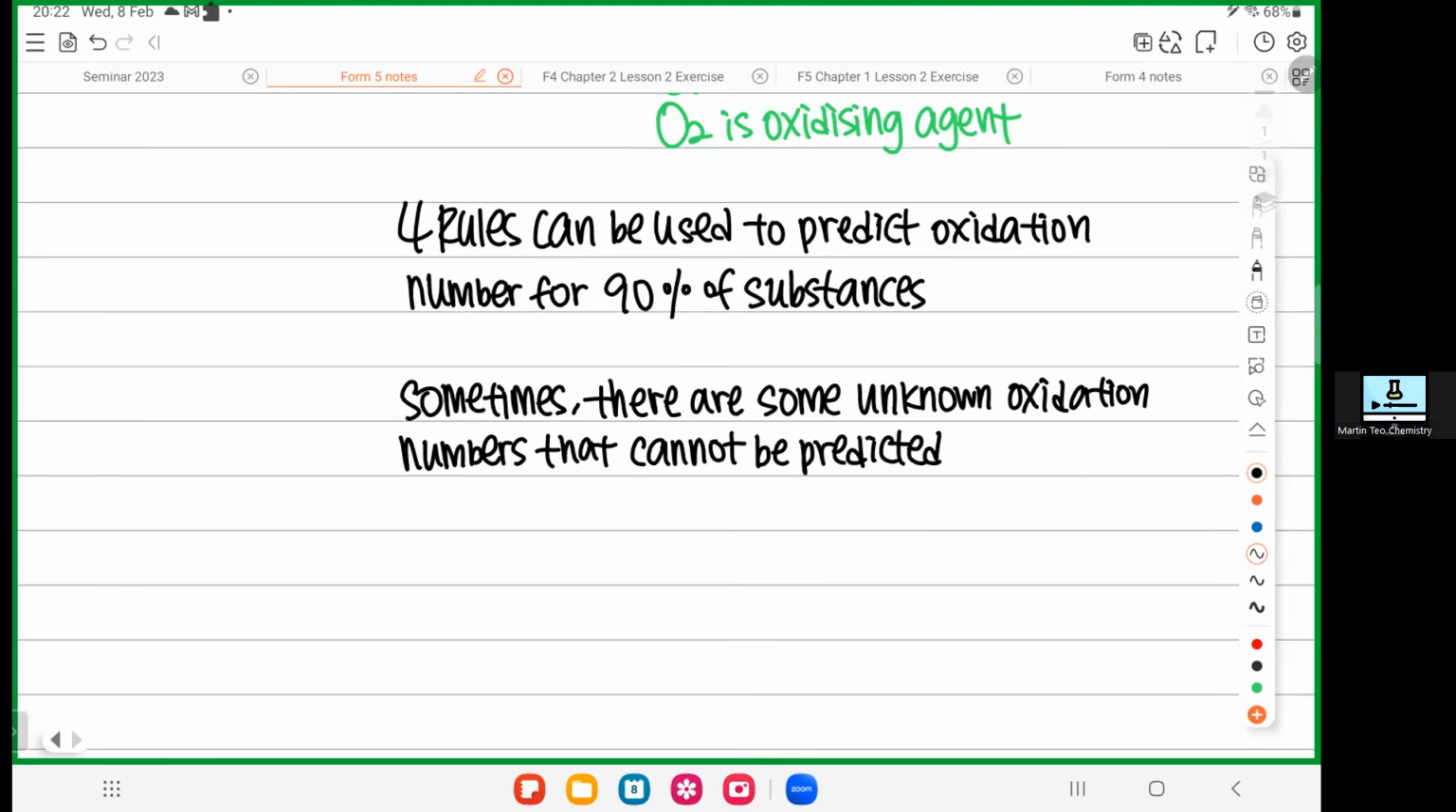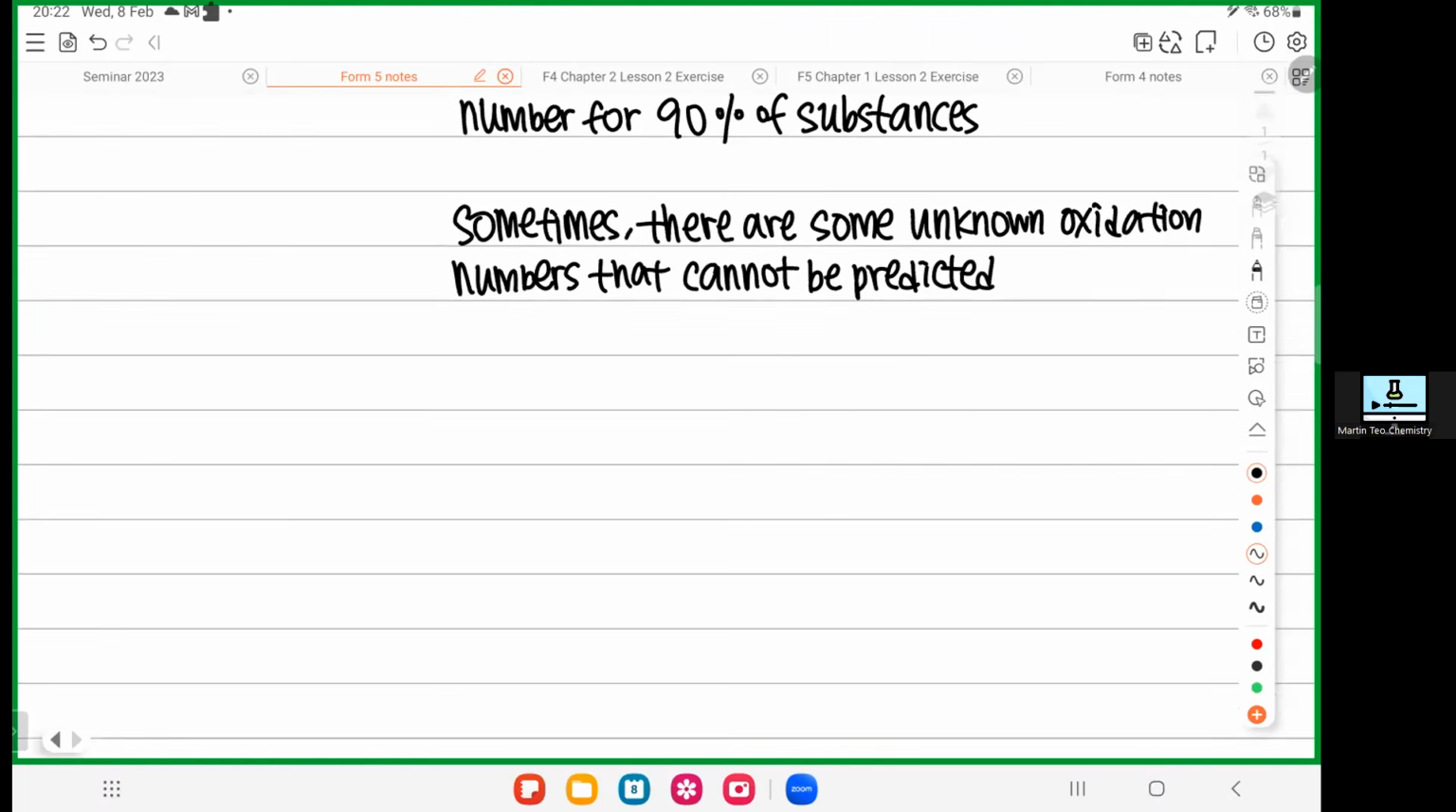Let's say we have aluminum oxide. We know aluminum is Al3+, so +3. We know oxygen is always -2, right? But what if we have carbon dioxide? Did you learn about the charge of carbon before? Yes or no? Do you guys learn about the charge of carbon? Yes or no?